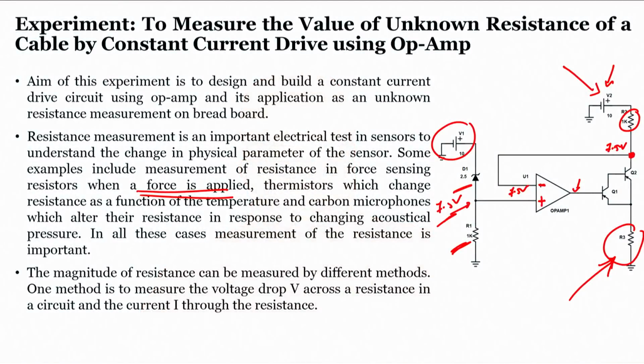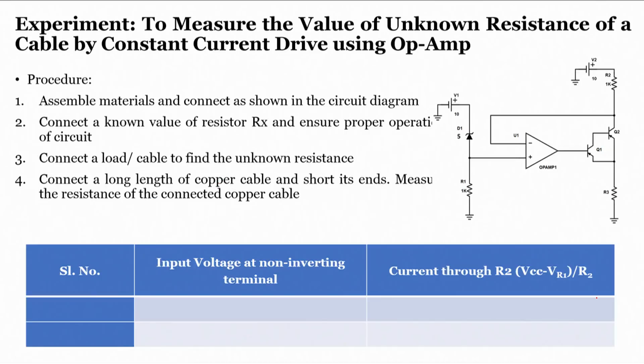Now, what is the last paragraph on the slide? The magnitude of resistance can be measured by different methods. One method is to measure the voltage drop V across the resistance in a circuit and the current I through the resistance. This is one of the methods which we can use, and a similar concept we have used right over here in this circuit, and we will show you this in detail in the experiments. The experiments, like I said, will be taken up by the TA, but let us see the procedure.